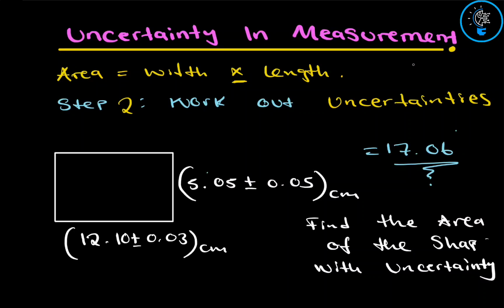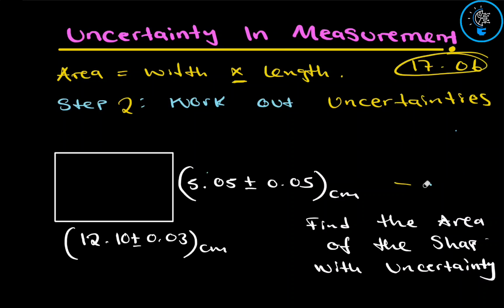Okay, and I want to keep that value, 17.06. So I'll get rid of these things. So now to find the uncertainty of our solution, we need to add the percentage uncertainty. But what we have here is absolute uncertainty.